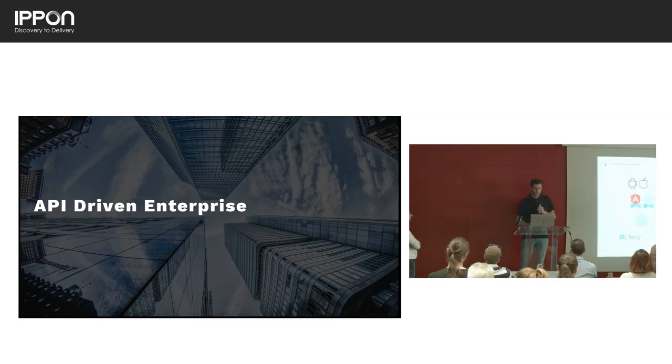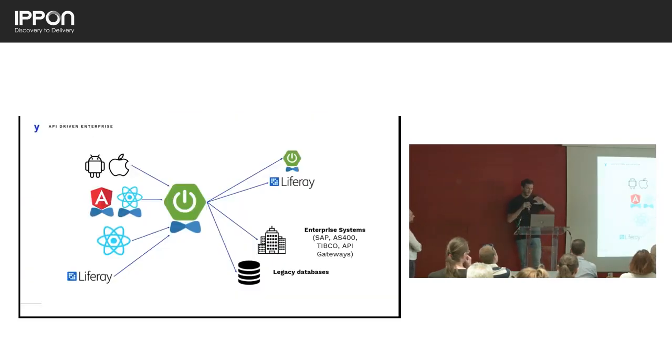This is the full picture. As I said, we didn't only connect JHipster as a server. We didn't only write server APIs, we also consume them. And we connected JHipster with legacy databases, Liferay applications, both for the content management system and for delegating authentication to Liferay. And also consuming web services above AS400, SAP, and some ESB like TIBCO and other API gateways.